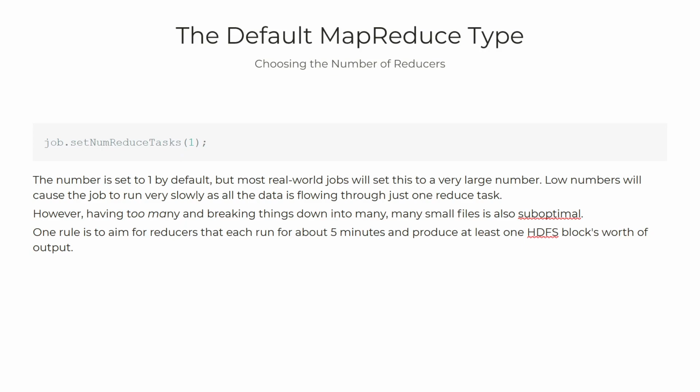But then on the flip side, they mentioned that having too many reduce tasks and breaking things down into too many small files is actually suboptimal, so it's more of a practice and get used to what numbers are best. They mentioned that one rule of thumb is to aim for reducers that run for about 5 minutes each and produce at least 1 HDFS block's worth of output.